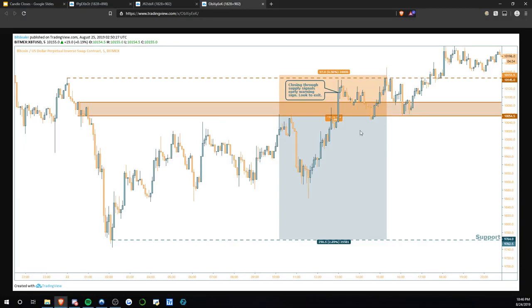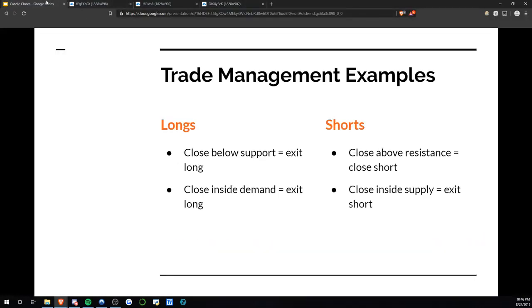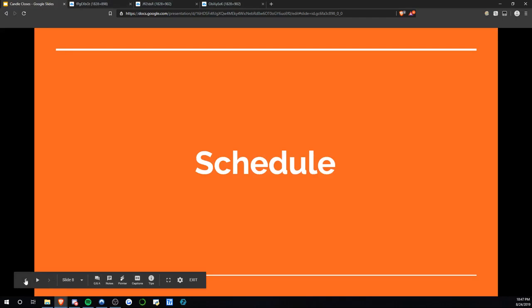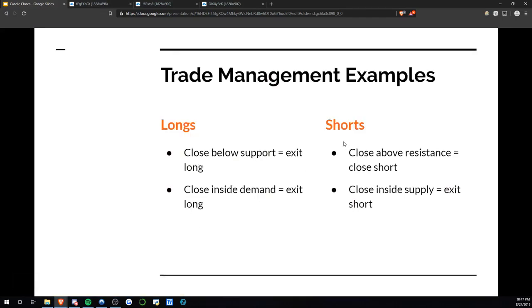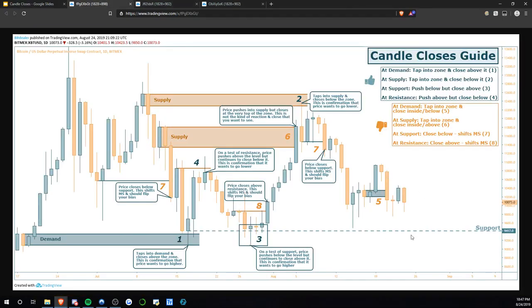So let's see, those are pretty much all the trade management examples that I have. And then here we can go ahead and go over this example.